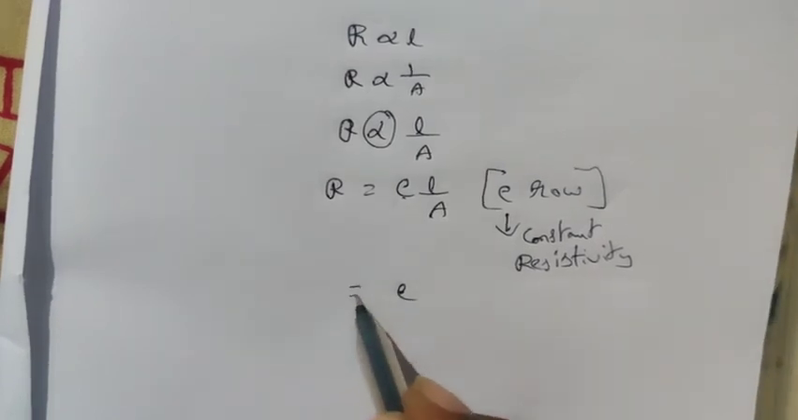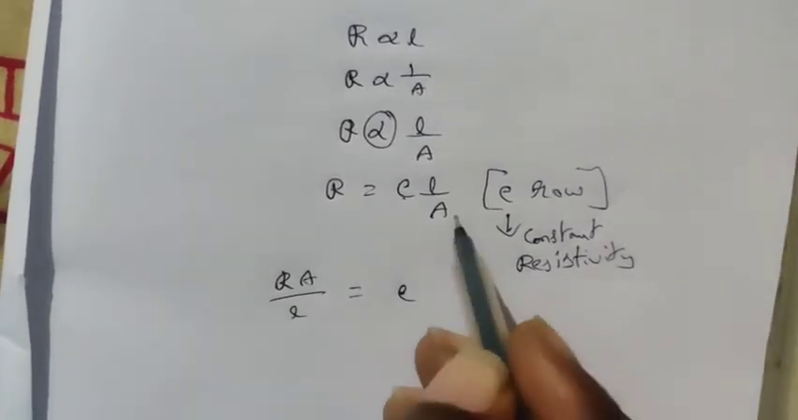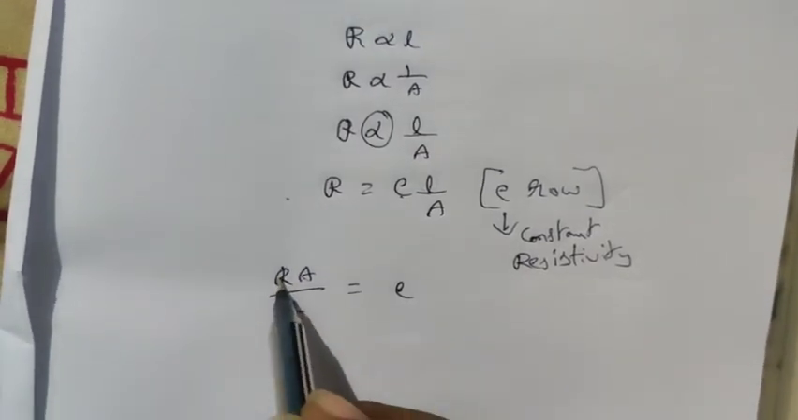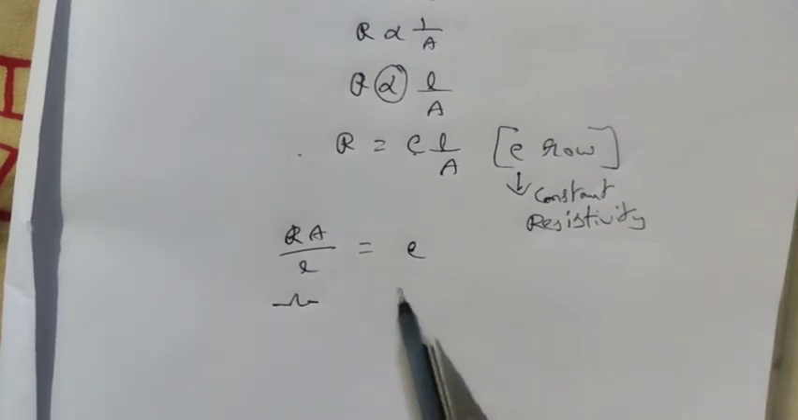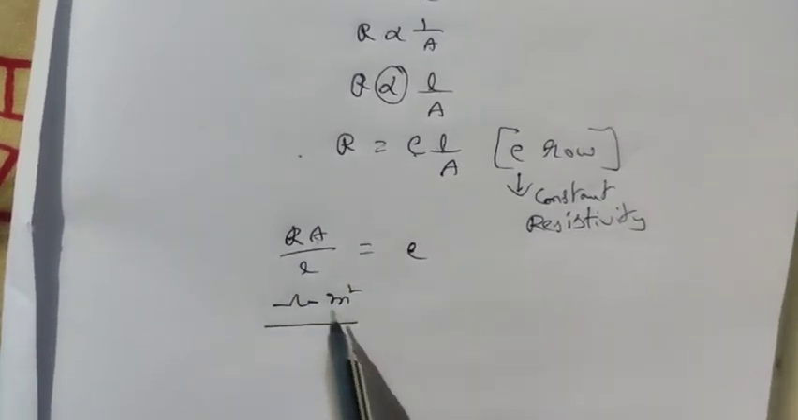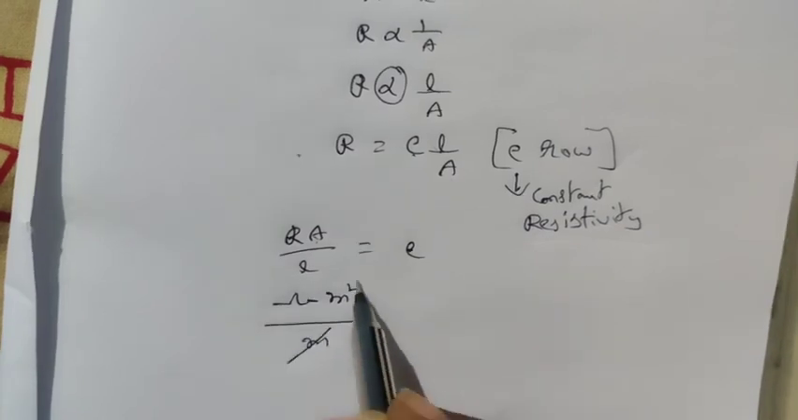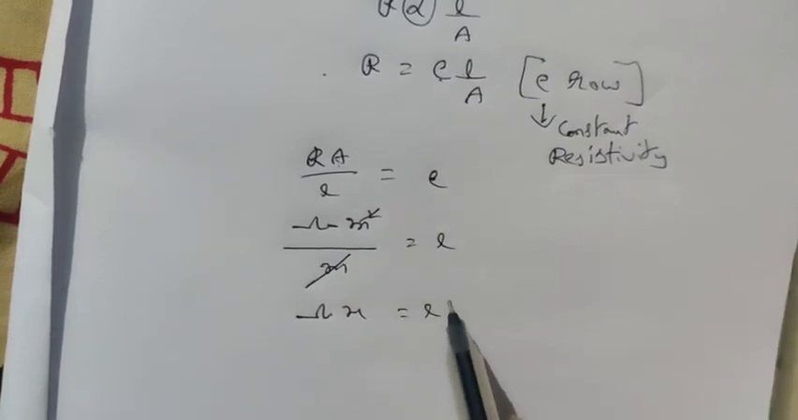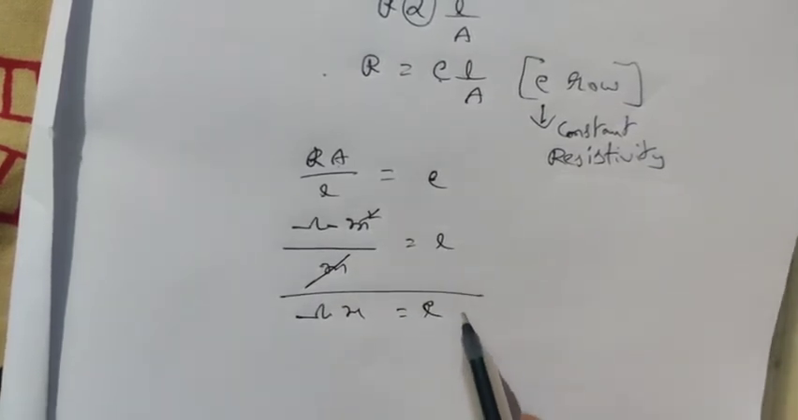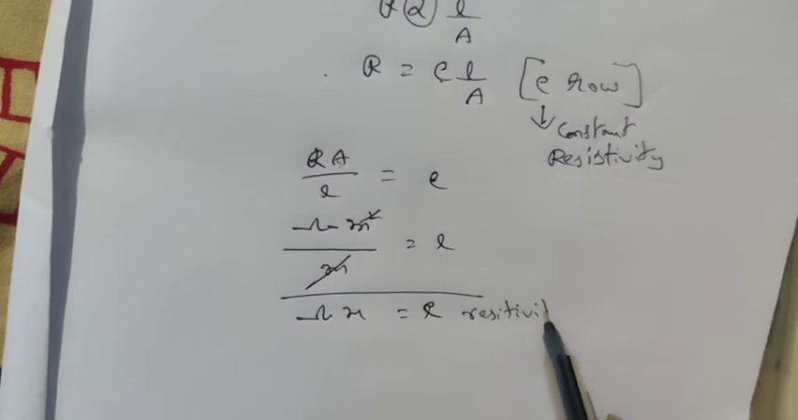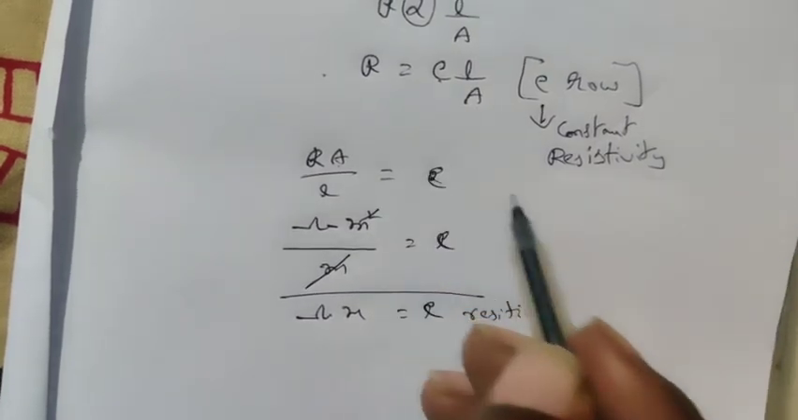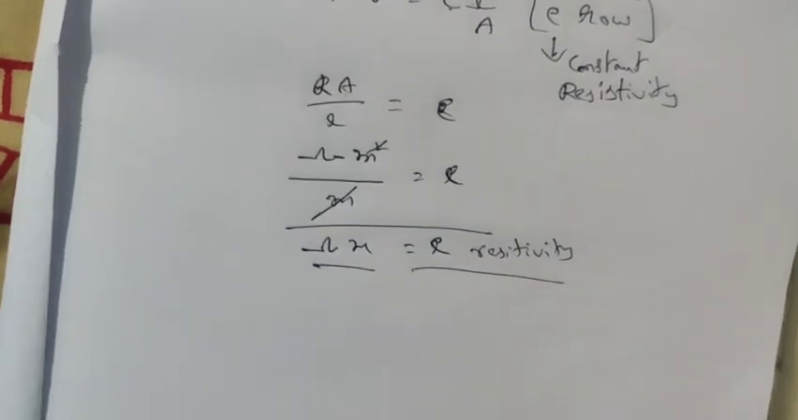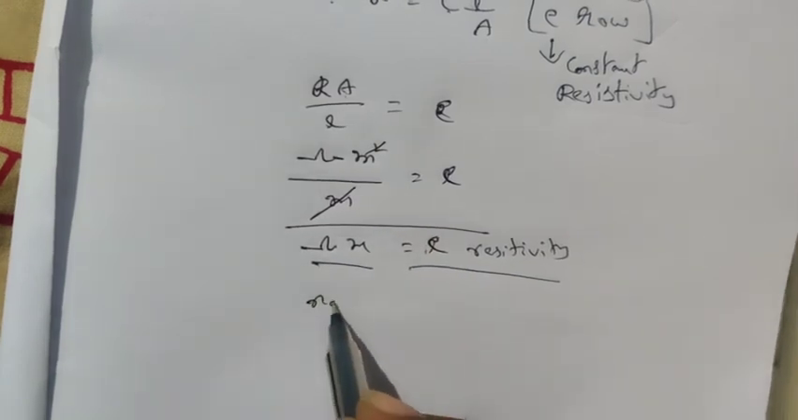Let's see what the units for rho are. Rho equals RA by L. These two are reciprocal on either side. So rho equals R times A by L. Resistance SI units are ohms. Area units are meter square, and length units are meter. Meter square cancels, and you get ohm meter. These are the units for rho, which is resistivity. Remember that point. Resistivity SI units are ohm meter.